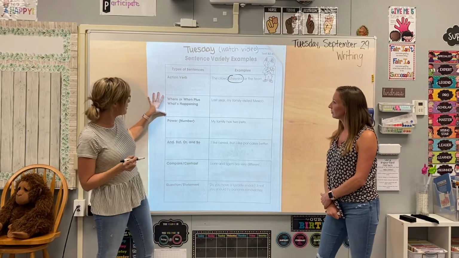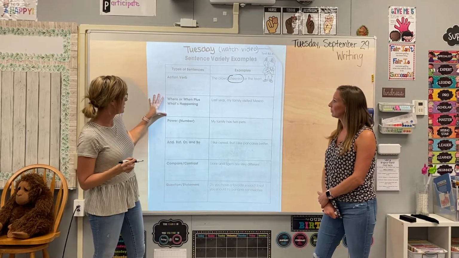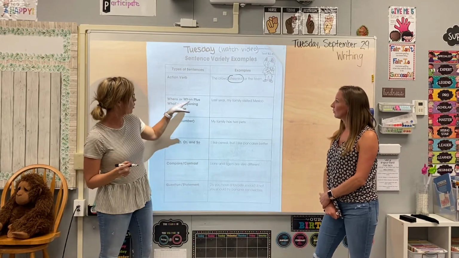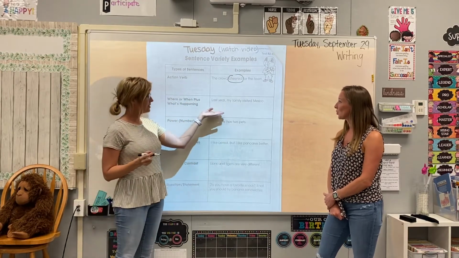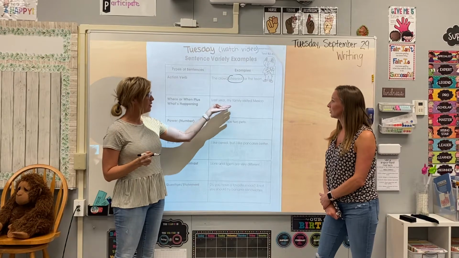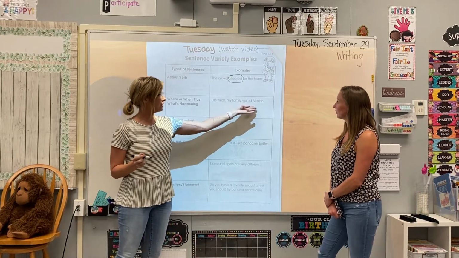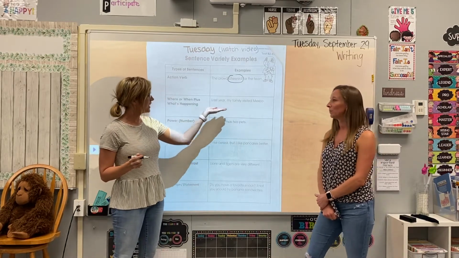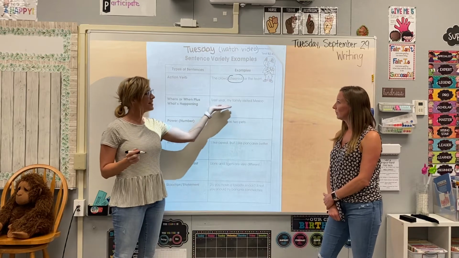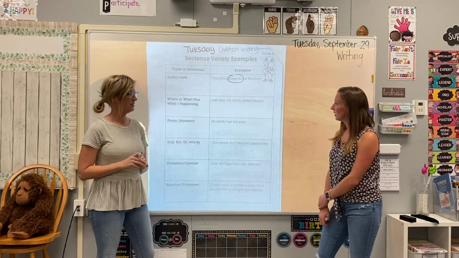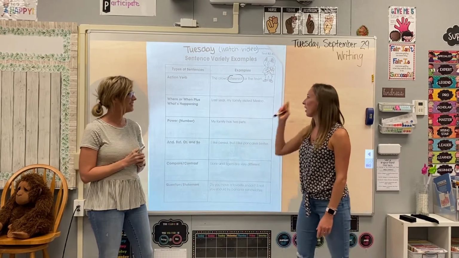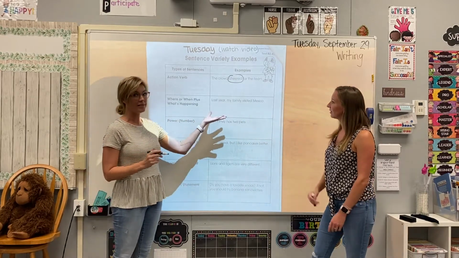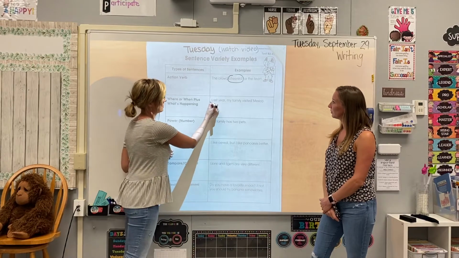Our next type of sentence is a sentence that tells where or when plus what's happening. And so in this sentence it says, last year my family visited Mexico. So does it tell us when this happened? Yeah, actually it says last year. Yes, that is when it happened. So we're going to circle the when in this sentence, which is last year.